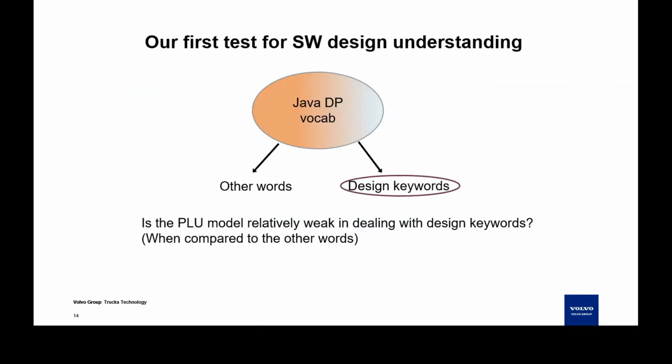And in our very first set of experiments, what we did was we picked up an open source data set called PMART. I didn't mention this, I should probably add that. So we picked up a data set that focuses on Java design patterns.